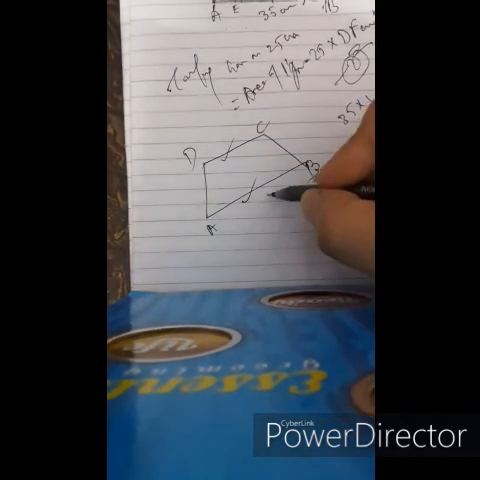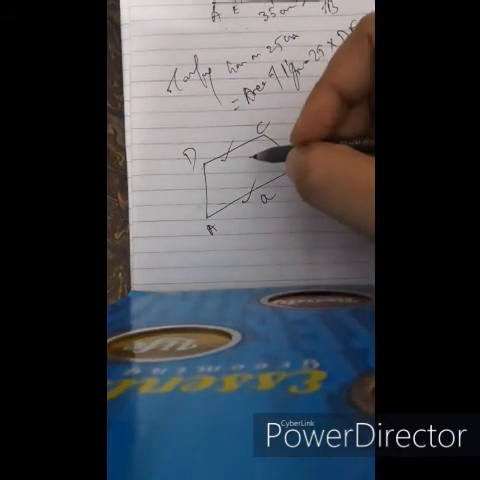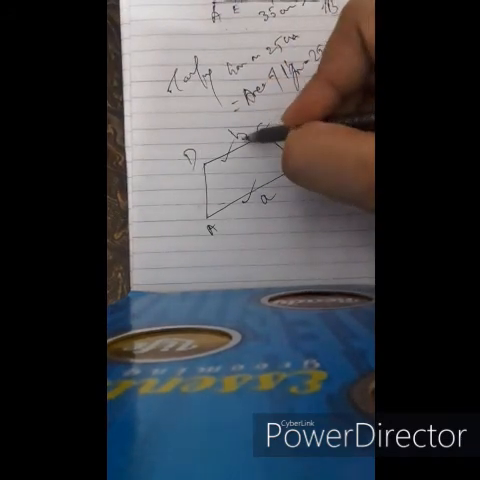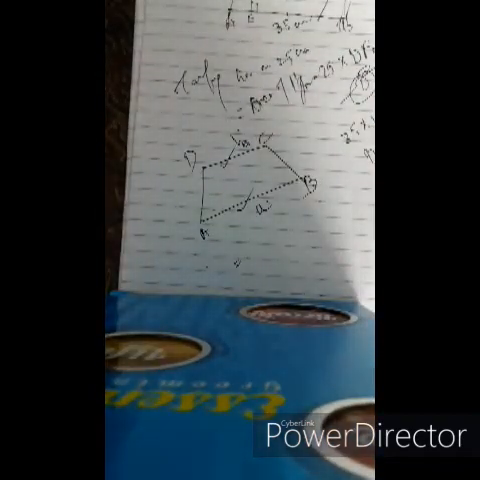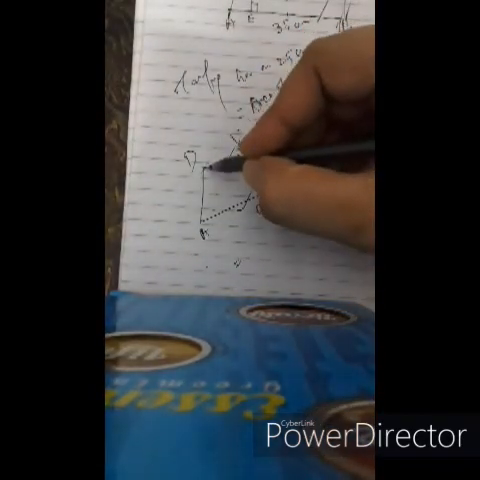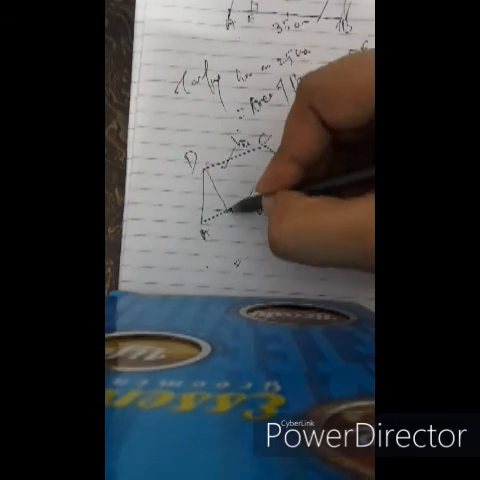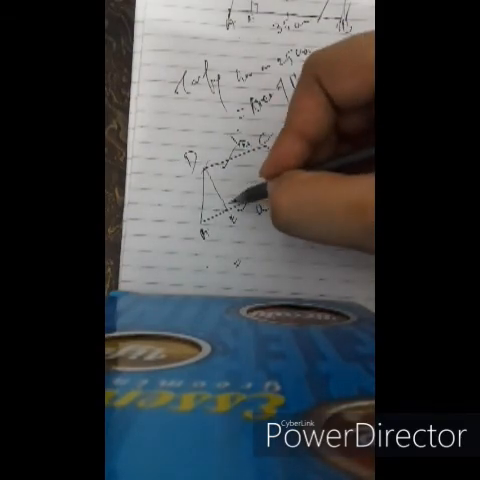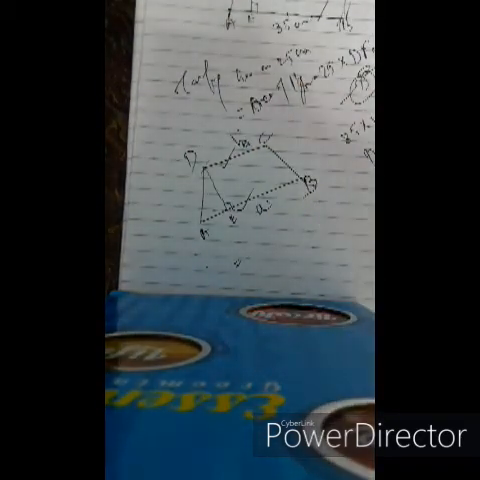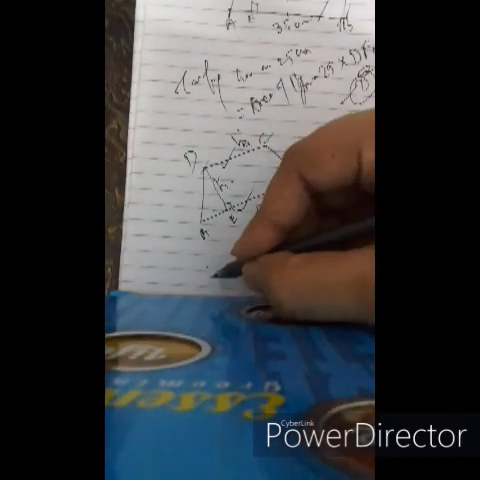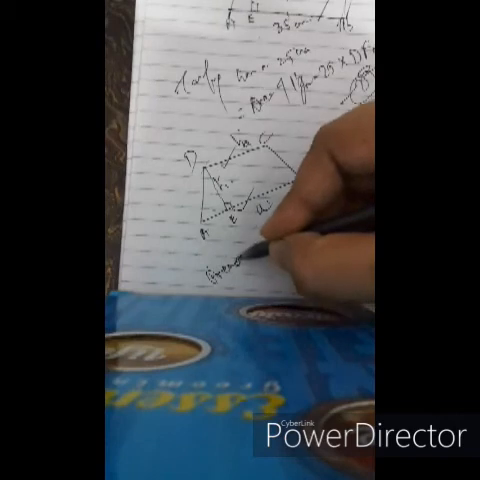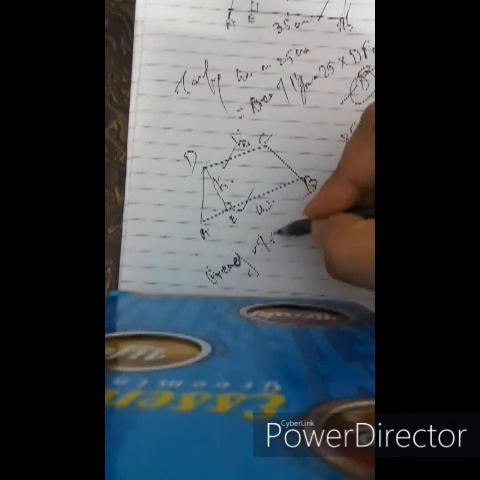Let this side be A, this side be B. The two parallel sides are A and B, and the height of the trapezium is the distance between the two parallel sides, that is DE, which emerges from D and is perpendicular to AB. That is the height.